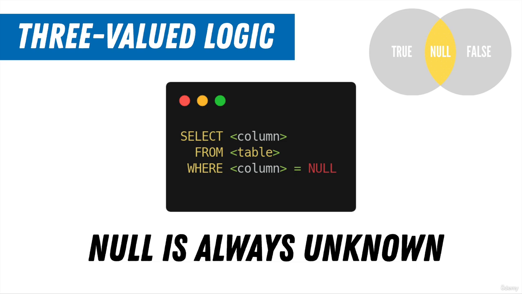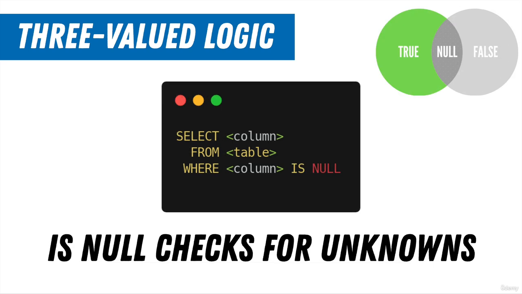Now let's look at something a bit more elaborate. Select column from table where column is equal to null. We already kind of looked at this during null coalescing and IS NULL and learning about the IS keyword. And we know that that's going to return us the null section because null is always unknown. So this is going to reject all of the results because null is not even equal to null.